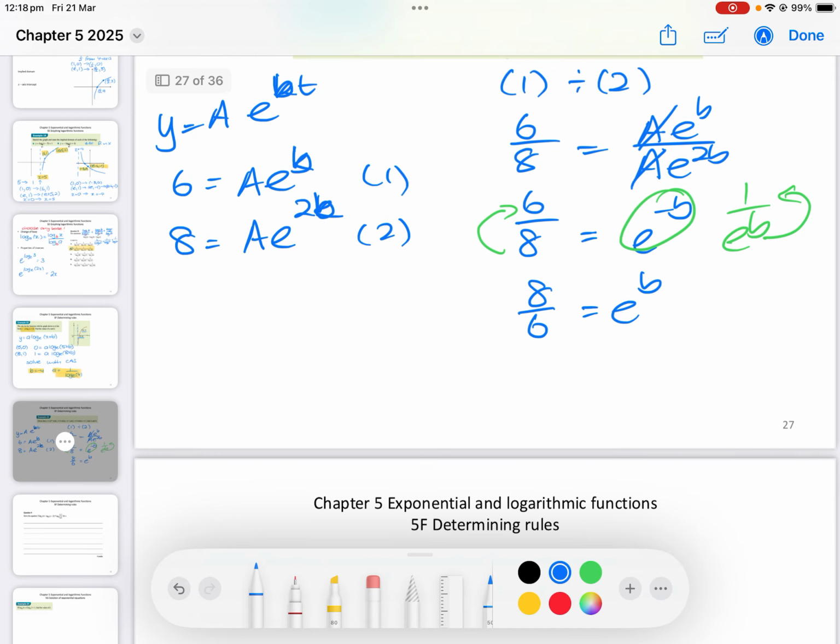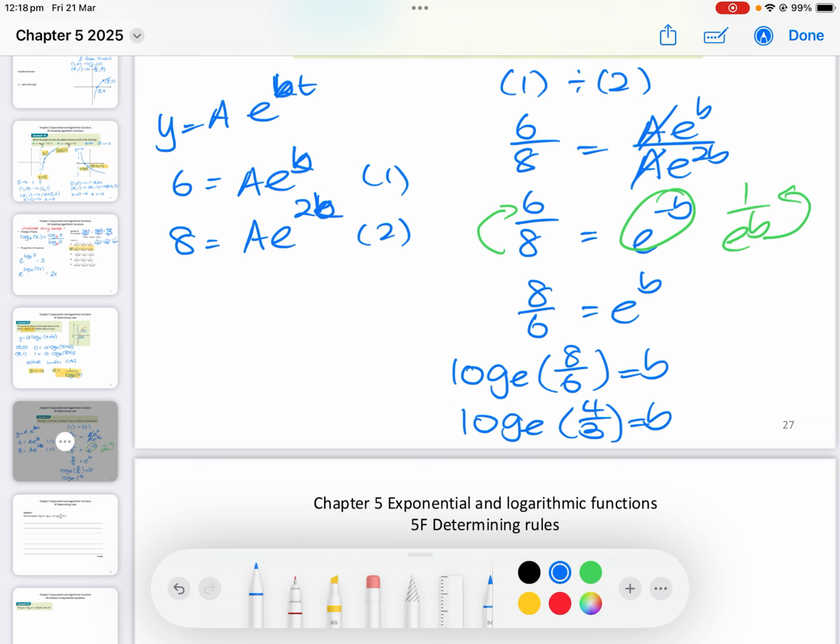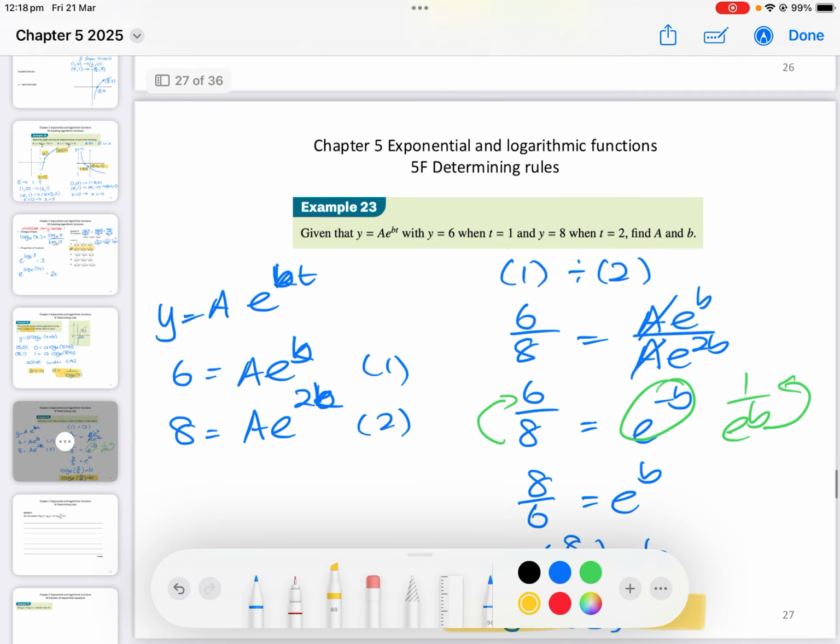So what do I know for b? Log with a base e, or the natural log of 8 over 6 is equal to b, but I probably should simplify that fraction. So there I've got my value of b. What else do we need to find? We need to find a.